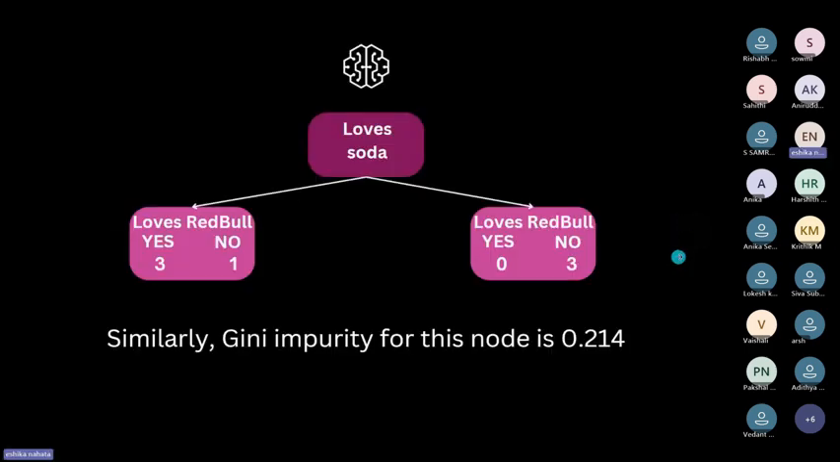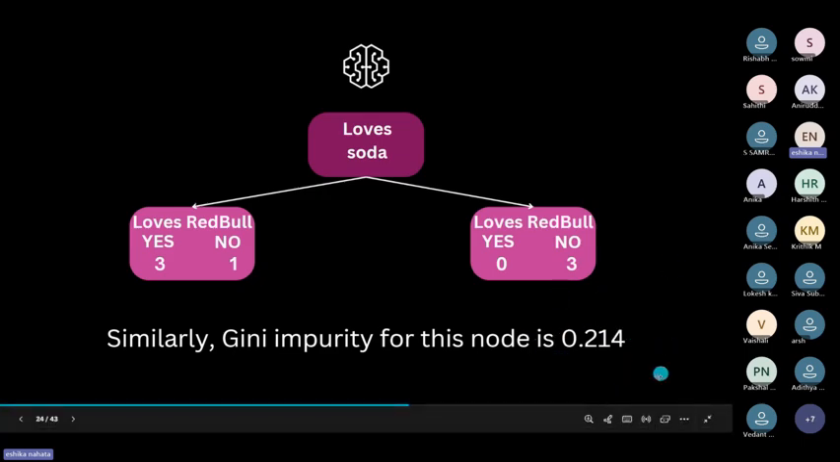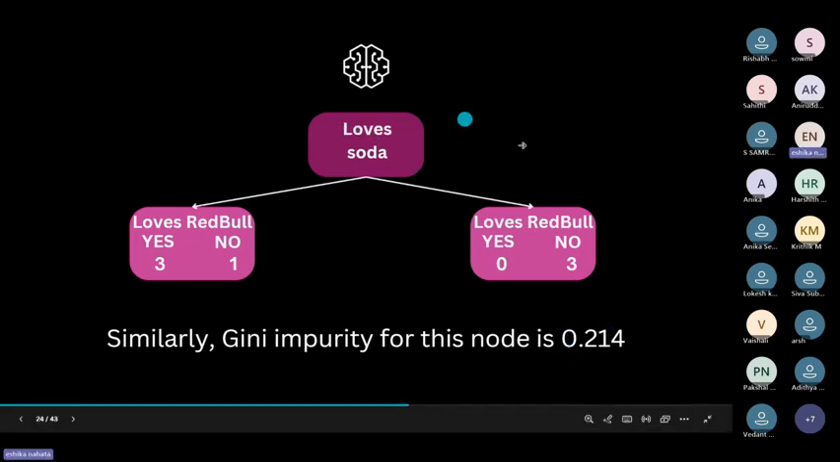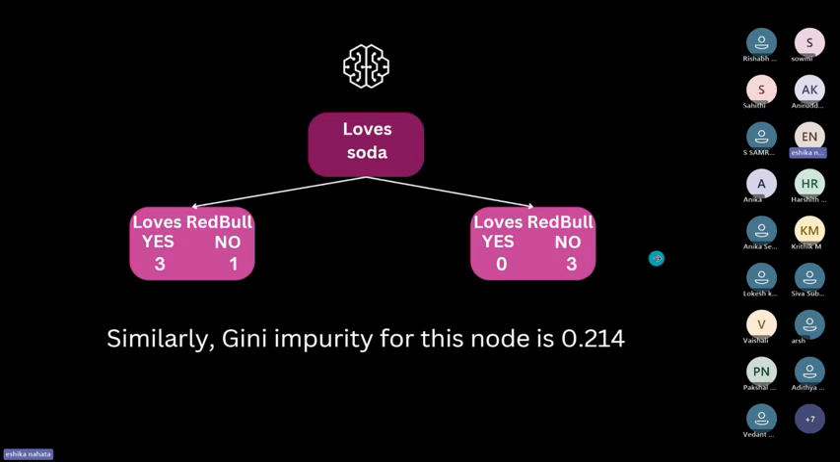Now we can do the same thing for the second tree, which is love soda, and we get this Gini impurity to be 0.214, which is a smaller value than the first one. So this quantifies how much better this tree is performing than the first one.